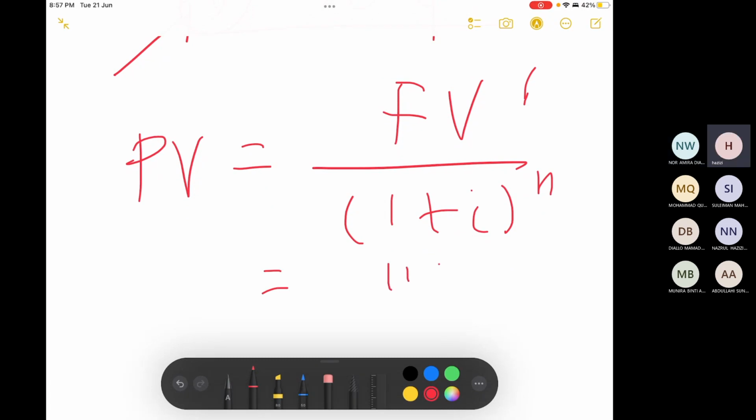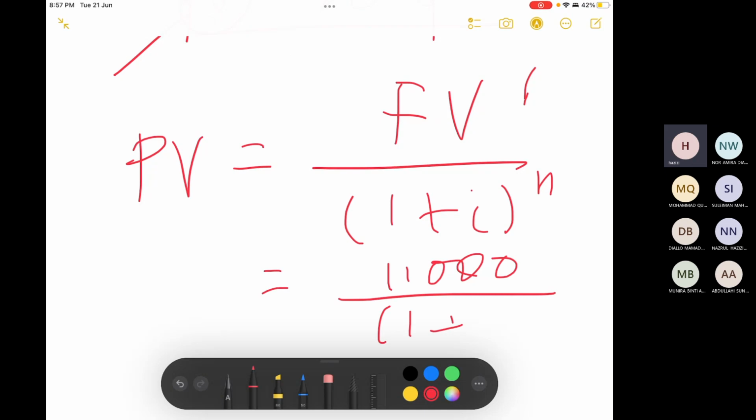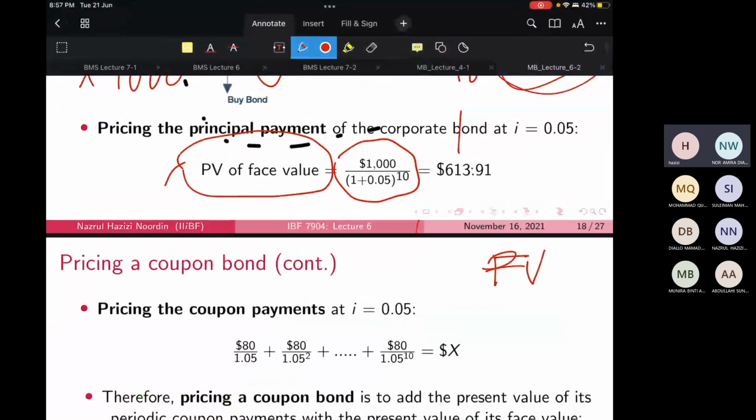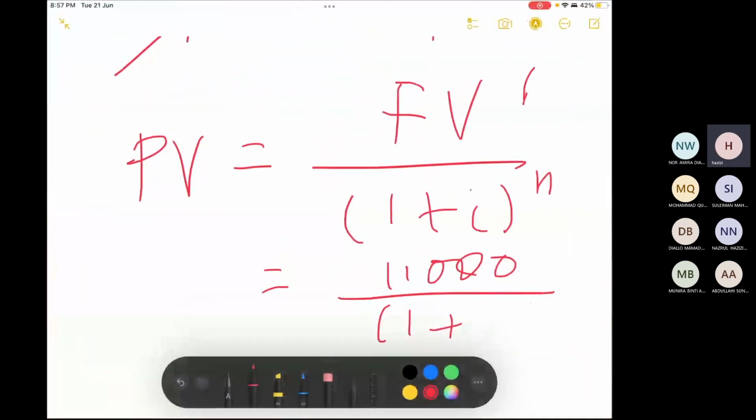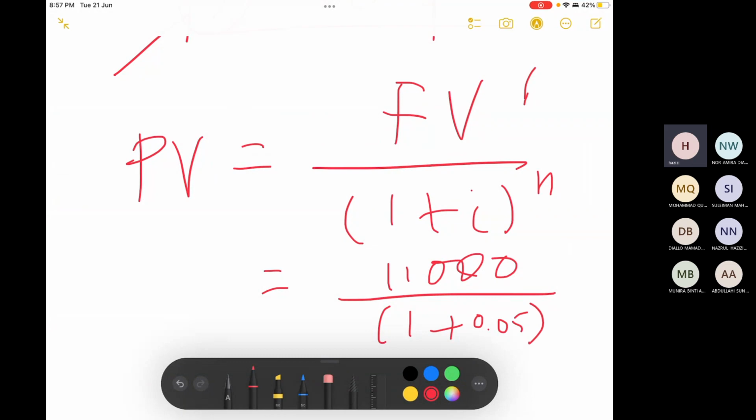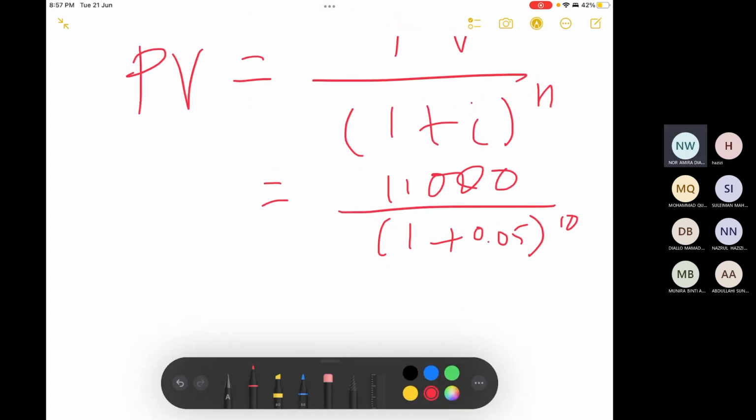1,000. Yeah, 1,000. Divided by 1 plus, how much is the interest rate given here? 0.05. Yeah, 0.05, 5%, right? How much is n? 10. Yeah, 10, right? So Amira, take out your calculator and press. How much do you get? 0.05. So 1,000 divided by... Better to have a calculator, Amira, during the exam will be faster.